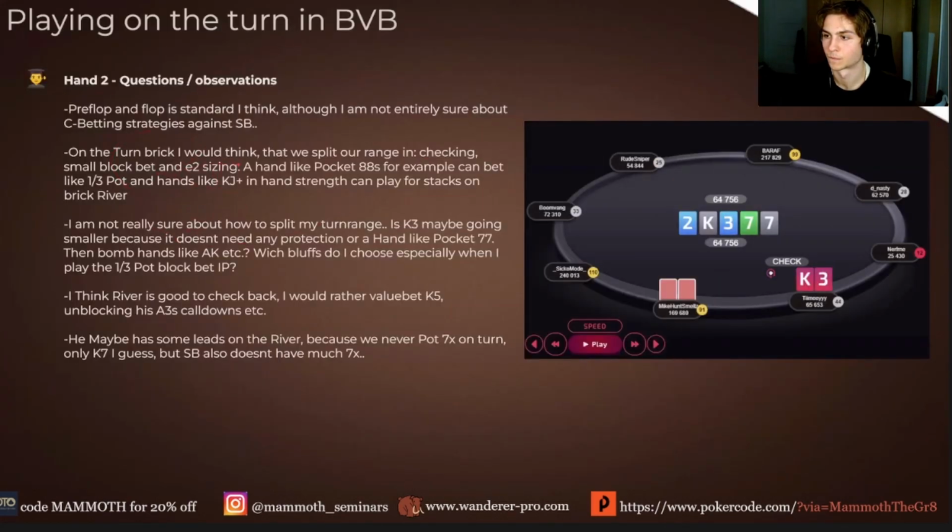So on the turn brick, I would think that we split our range into checking, small block bet and 2e sizing. So now let's think about it again, after what I saw in the introduction. We played geo or check. What are the exact hands that make sense to block bet?